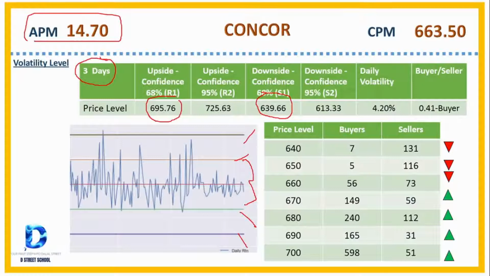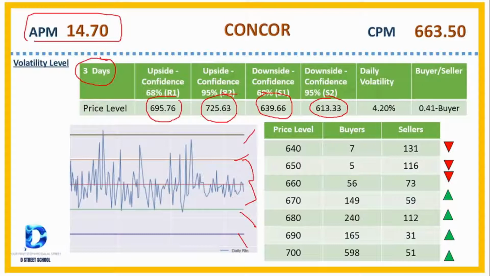Still, if I want to increase my confidence and do not want to take any chance, you can go and add the next level. Like I can tell you, with 95% confidence, Concur will trade in the range between 613 and 725, so almost 108 points. And if you check, the average price movement for Concur would be 14 rupees 70 paise. So whenever you extend your range and increase your confidence level, the range is extended.